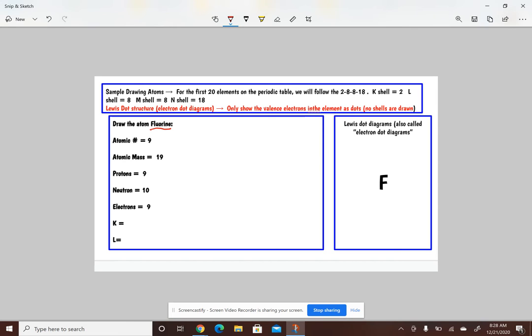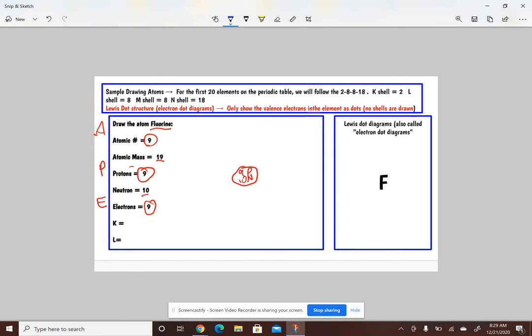So we went to the periodic table and we found out that the atomic number is 9, which also means that the protons are 9 and the electrons are 9. Since the atomic mass is 19, and the atomic mass is the protons and neutrons together, we can do 19 minus 9 and get 10 for our neutrons. Now, when we are setting up our atom, the protons and neutrons go into the nucleus. So I have 9 protons and I have 10 neutrons.